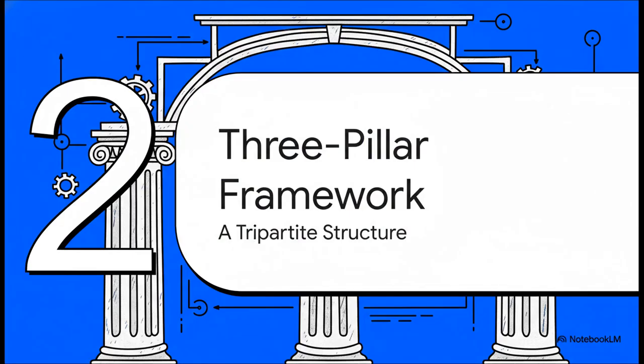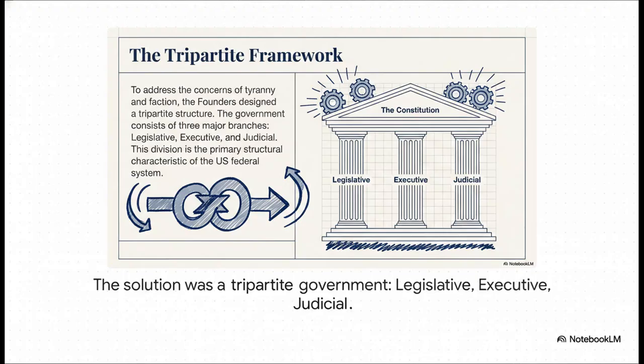So how did they actually build this buffer? Well, they came up with a design based on 3 powerful separate pillars. This is the absolute core of the whole structure. This 3-part, or tripartite, structure is everything. They split the power up into 3 co-equal branches: the legislative, the executive, and the judicial. The whole point was to make sure no one person, no single group, could ever grab all the power. It was their answer to that fear of tyranny.